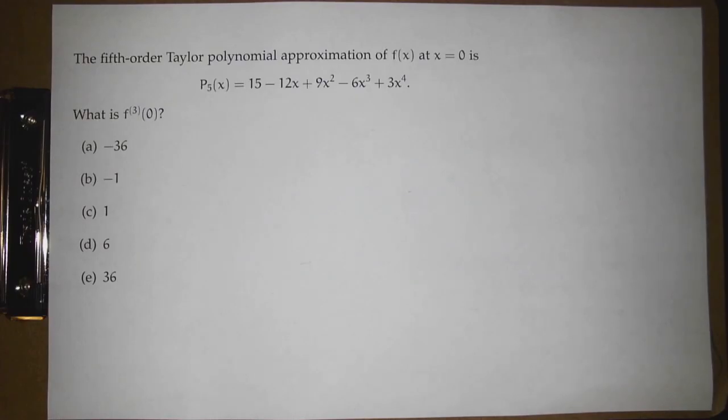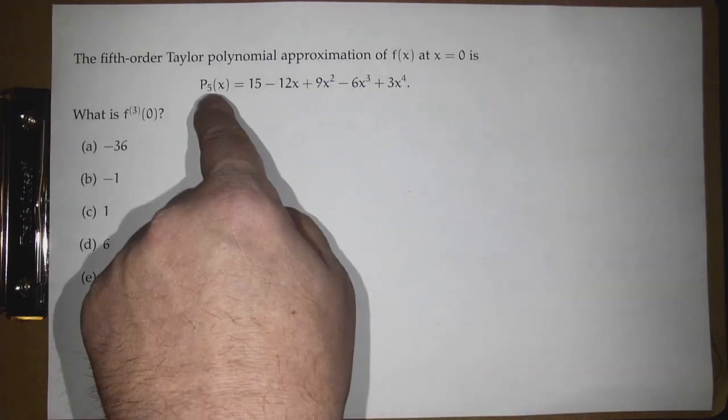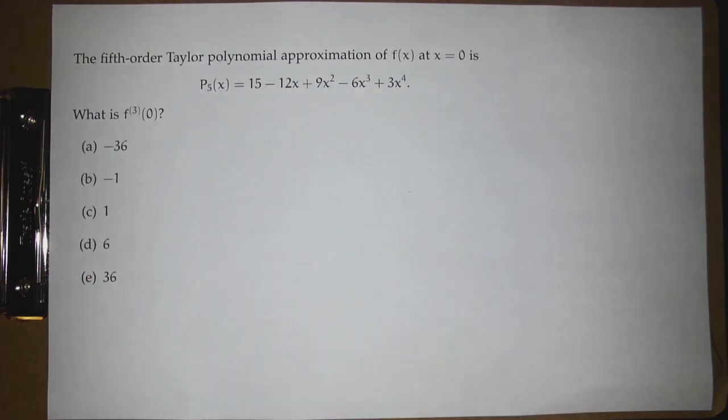The fifth order Taylor polynomial approximation of f of x at x equals 0 is given to us. It says P5, and that's how we know it's a fifth order, because of that 5. It is 15 minus 12x plus 9x squared minus 6x cubed plus 3x to the fourth. And then the question is, what's the third derivative of the function at 0? We have some options: minus 36, minus 1, 16, or 36.